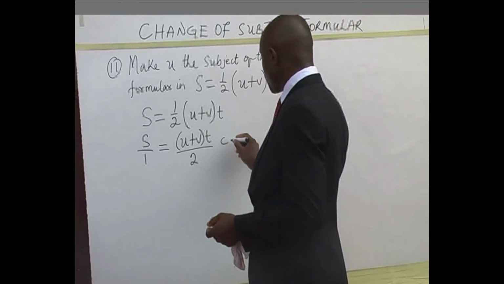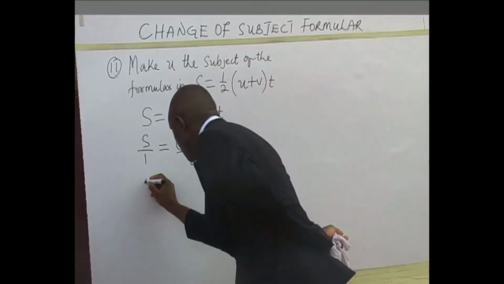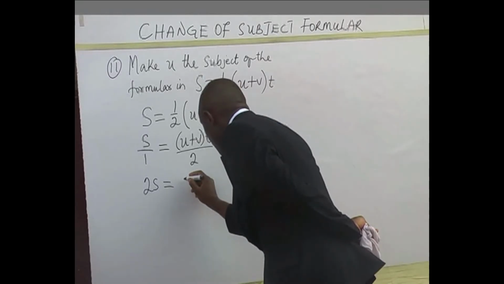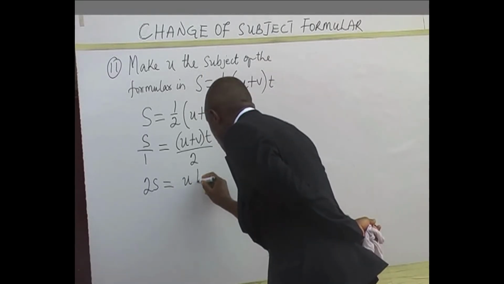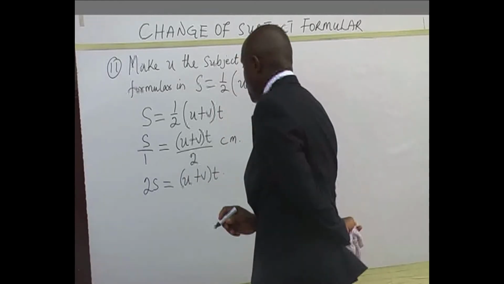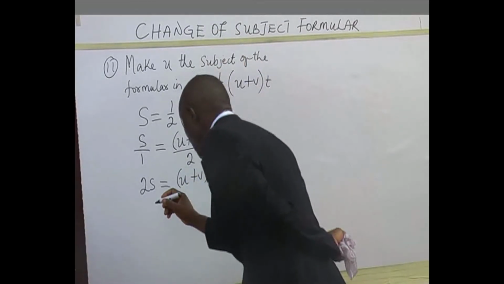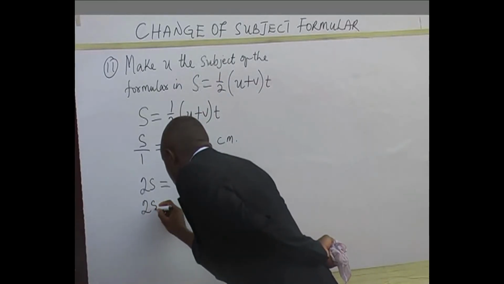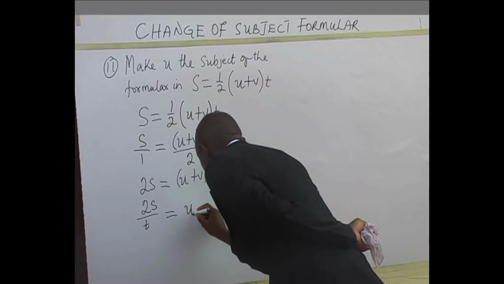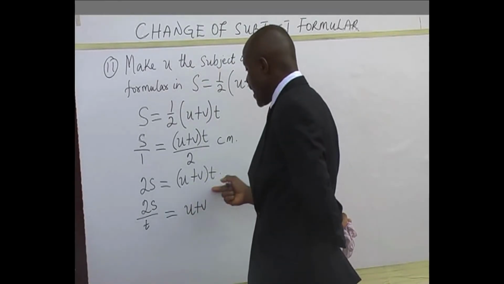At this juncture, cross multiply. 2 times s will give you 2s. It will now be equal to u plus v into t. Divide both sides by t, both sides of the equation. You're going to have 2s all over t is equal to u plus v. You have eliminated t from the right-hand side.